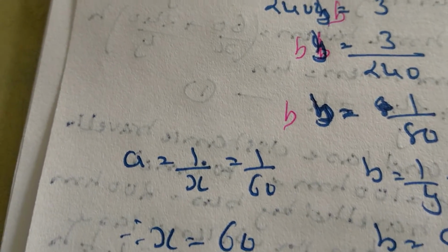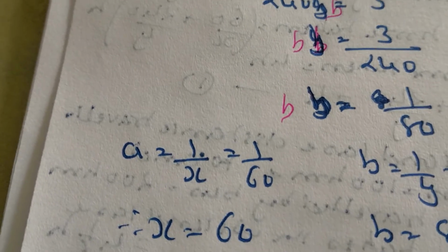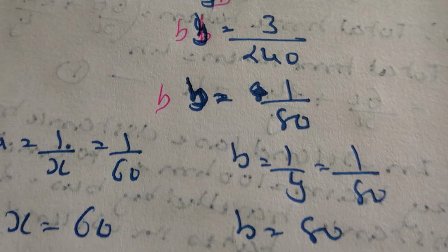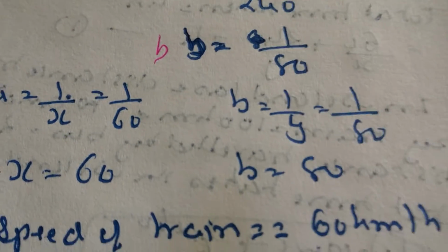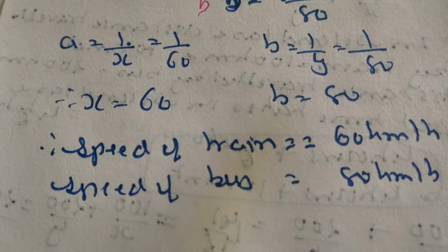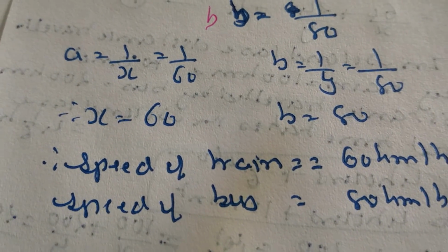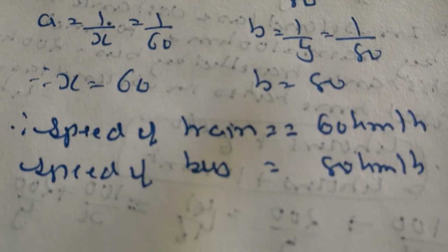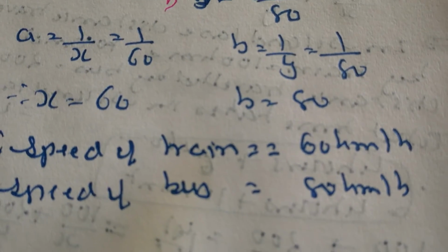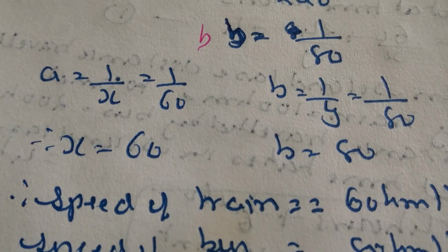Now we have taken a is equal to 1 upon x is equal to 1 upon 60. So x is equal to 60, and b is equal to 1 upon y is equal to 1 upon 80, so y is equal to 80. So the speed of the train, we have taken it as x, so it is 60 kilometers per hour, and the speed of the bus we have taken as y, so it is 80 kilometers per hour.